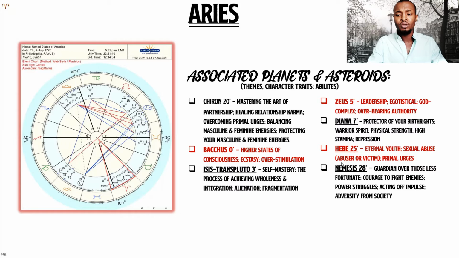All right, and this speaks of eternal youth, sexual abuse, abuser or victim, and primal urges. So this one is a very sensitive asteroid. It speaks of eternal youth, on the positive end, and just really having that youthful spirit, that youthful zeal, that youthful vibrant vibe about you, that childlike mentality even. But again, when we have Saturn opposing, this speaks of something trying to repress that eternal youth energy, or something trying to limit that eternal youth energy, or restrict that eternal youth energy within you in some way, shape, or form.